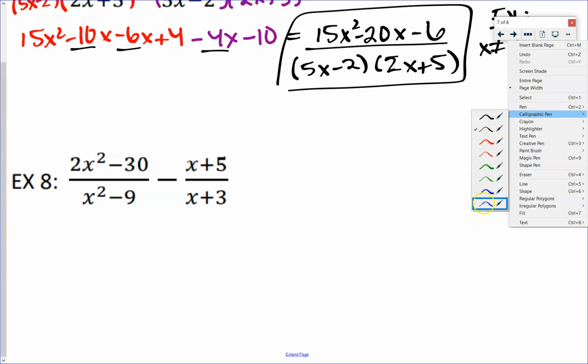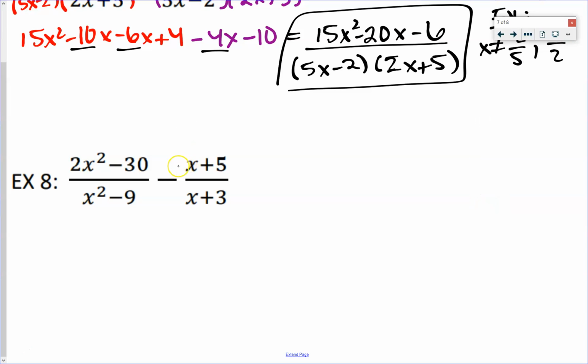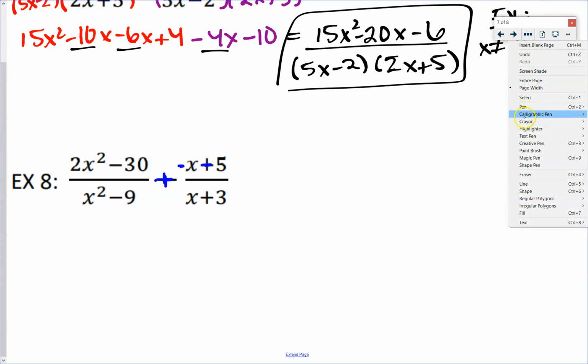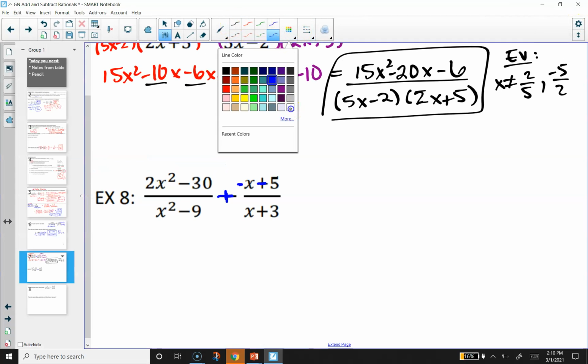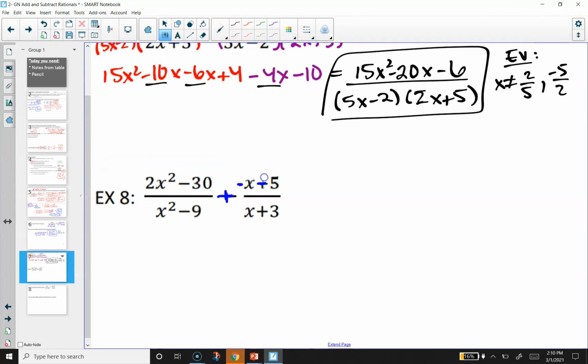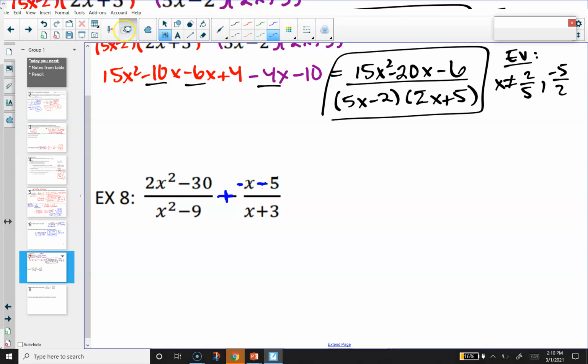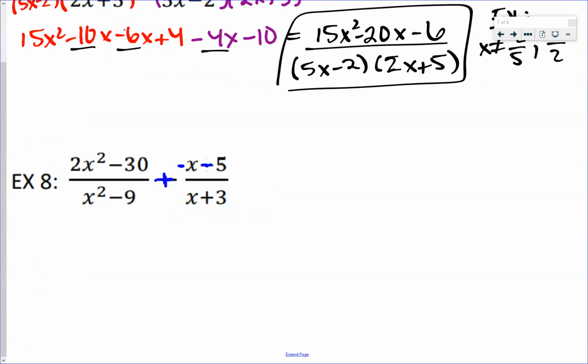All right, looking at my denominators, it looks like this one is a difference of squares. So this gives me x plus 3 and x minus 3. So they both share the x plus 3, but this piece is missing the x minus 3, so we're going to multiply it to top and bottom. My first numerator is still the same. It is still 2x squared minus 30.